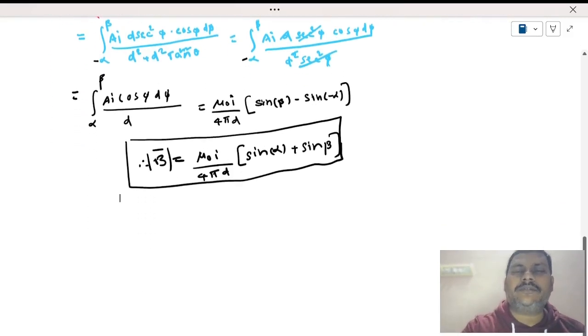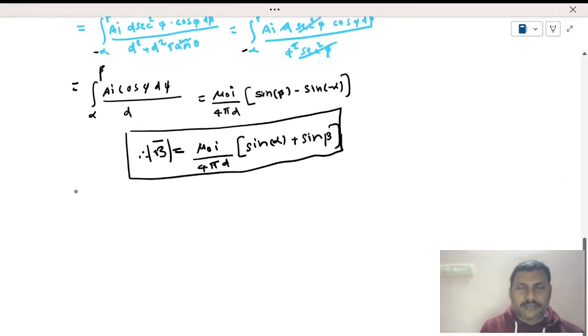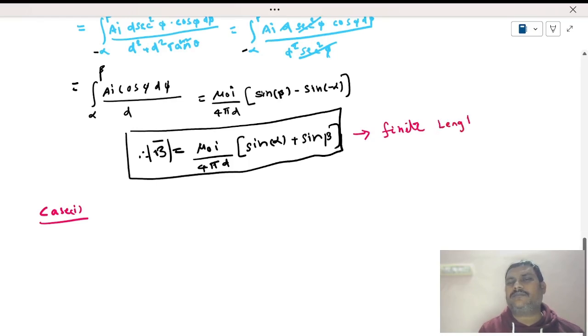So here I can apply cases. Case 1 in Biot-Savart law. What does case 1 mean? This is the field due to a finite current carrying wire, finite length of the wire. Here I can go to an infinite wire, or a long straight conductor.